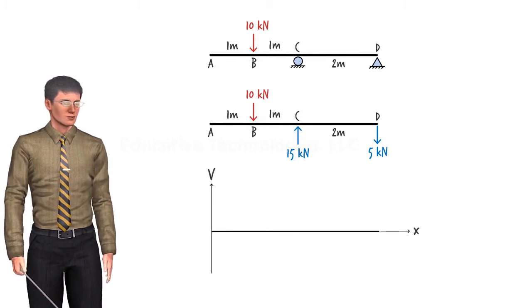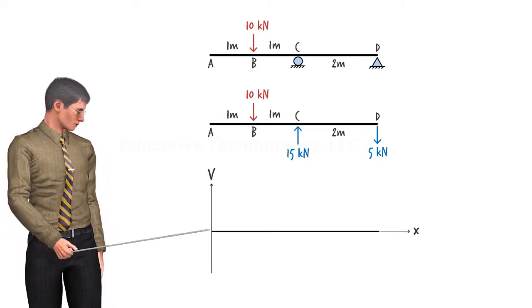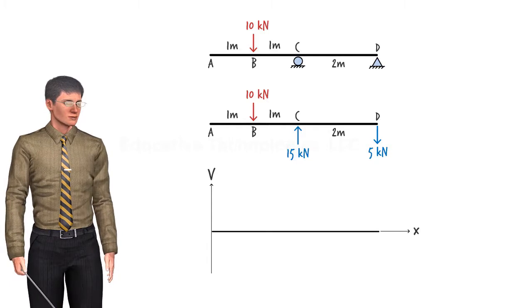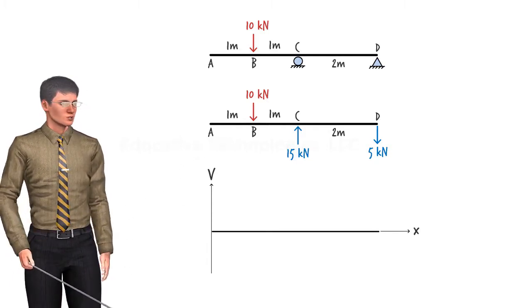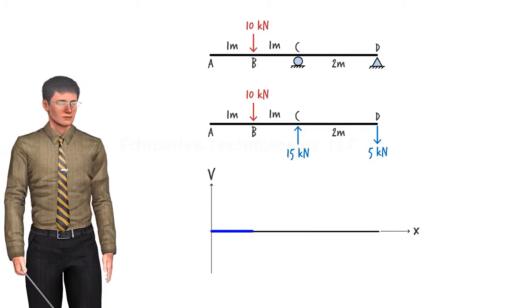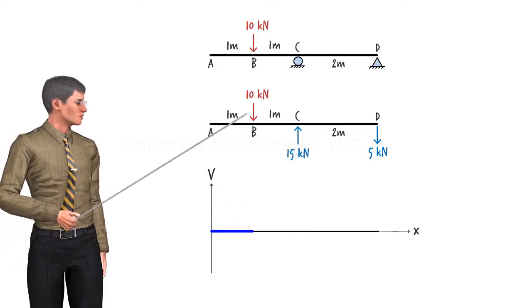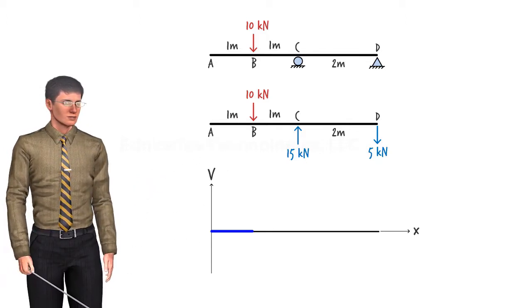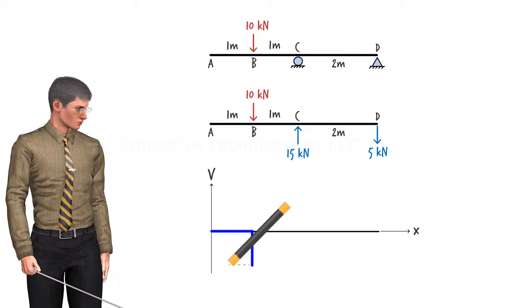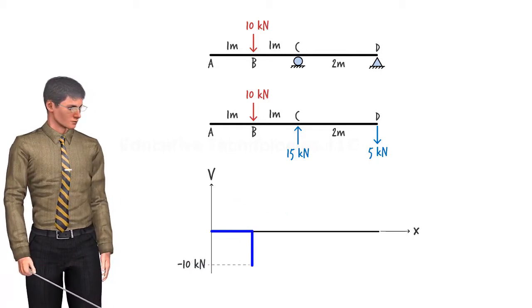Let's start from the left end of the beam and work our way toward the right end. Since there is no force present at A, the starting value for shear is 0. Further, since there is no load being applied within segment AB, shear remains 0 throughout the segment. The downward force at B causes a drop in the shear value. Shear drops from 0 to negative 10 kilonewtons. So, shear just to the right of B is negative 10 kilonewtons.